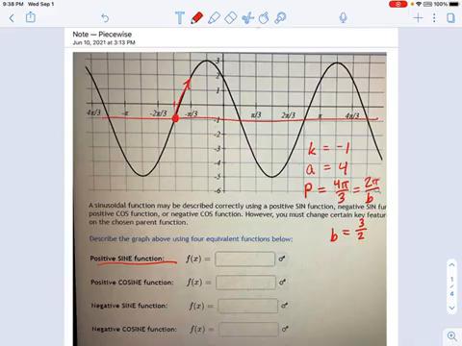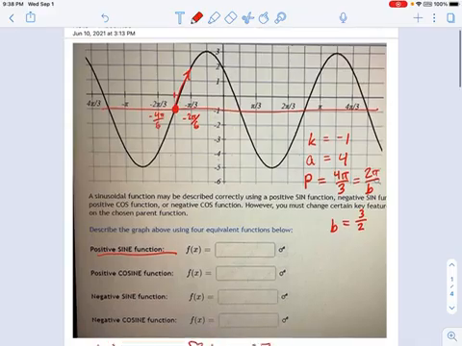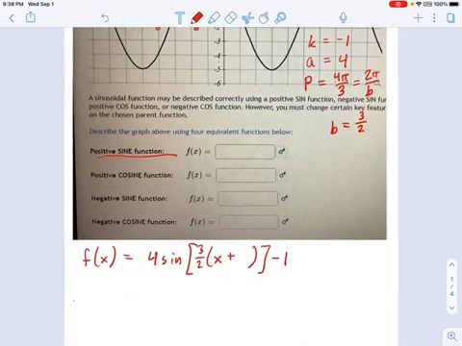Which is halfway between negative pi over 3 and negative 2 pi over 3. You can think of these as negative 2 pi over 6 and negative 4 pi over 6. That might make it easier. Halfway in between those is negative 3 pi over 6. So negative 3 pi over 6, that's our phase shift. And we would put that in here. Don't forget your sign flip. So that's our equation. This is our first one right there.